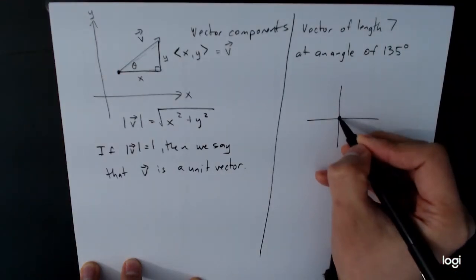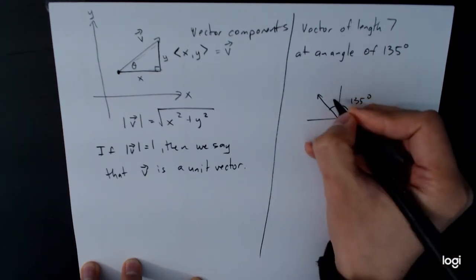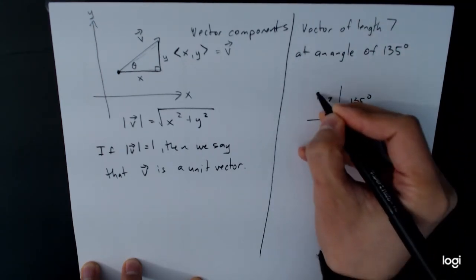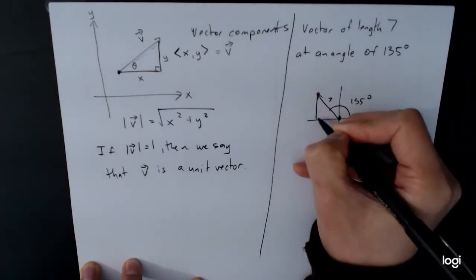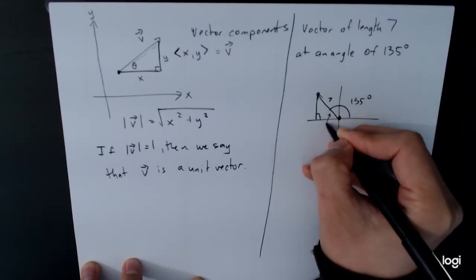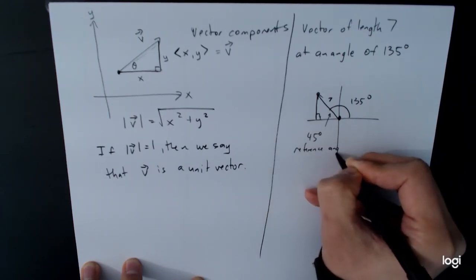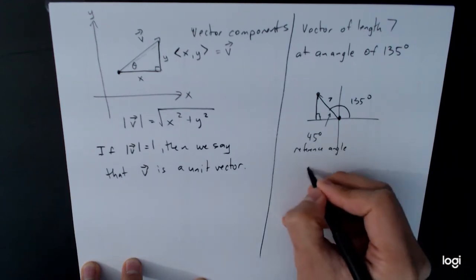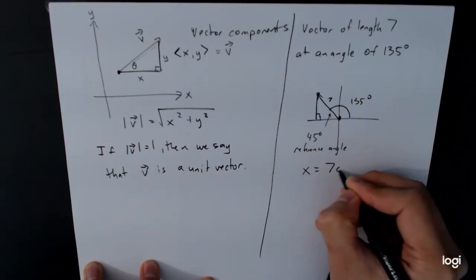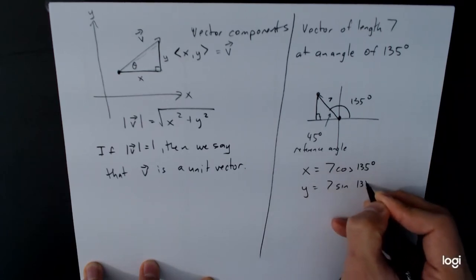An angle of 135 degrees. Well, that's referring to this. So this is going to be a 135 degree angle. And then this has a length of 7. And so we need to figure out the amount of movement from here to here. So unsurprisingly, turn it into a right triangle. This 45 degree angle is our reference angle. And so from this, we can calculate the x and the y values. These also correspond to the values that we got from polar coordinates. So x is 7 cosine 135 degrees and y is equal to 7 sine 135 degrees.